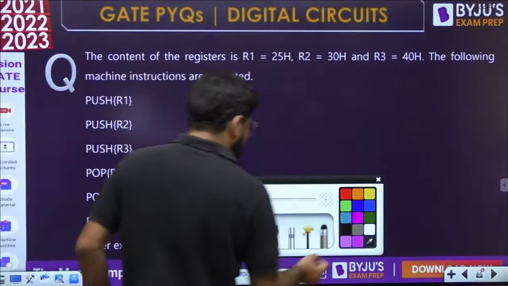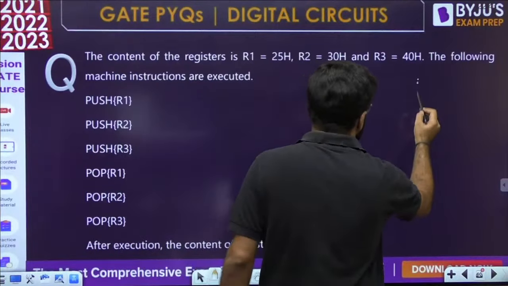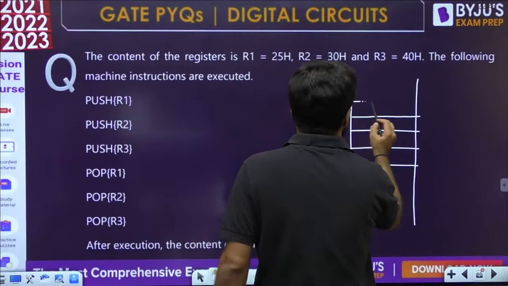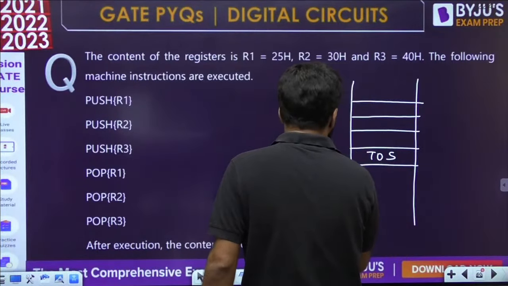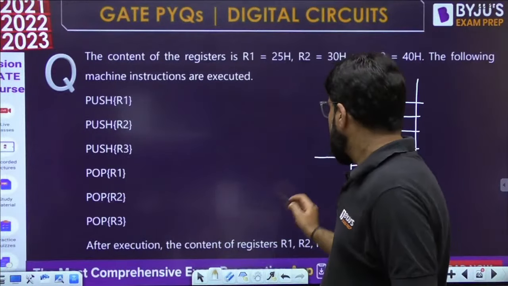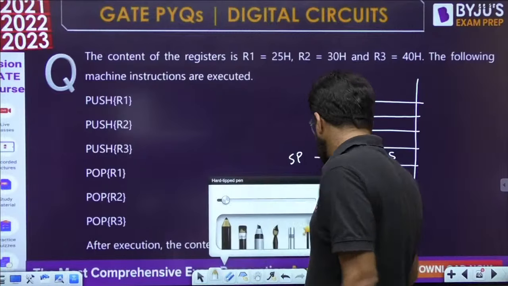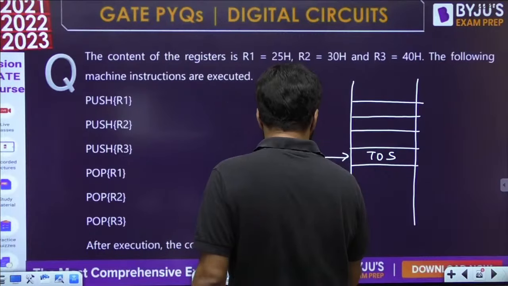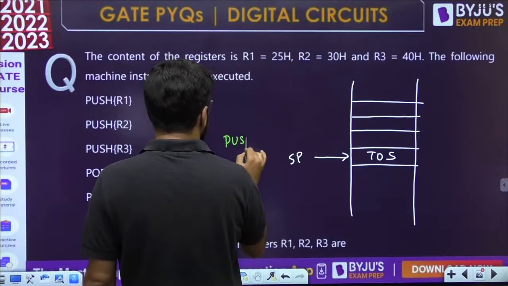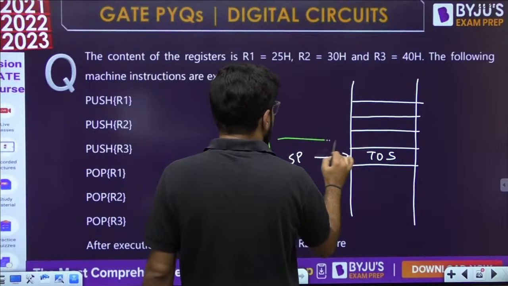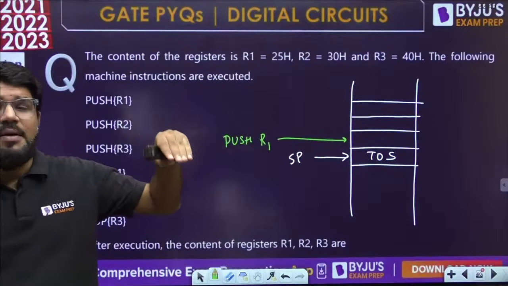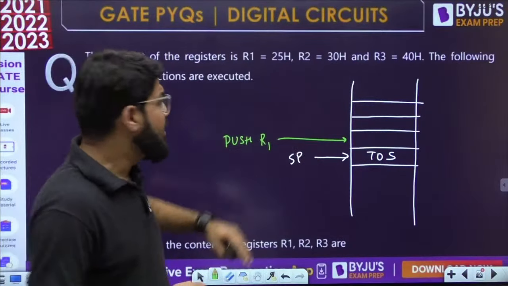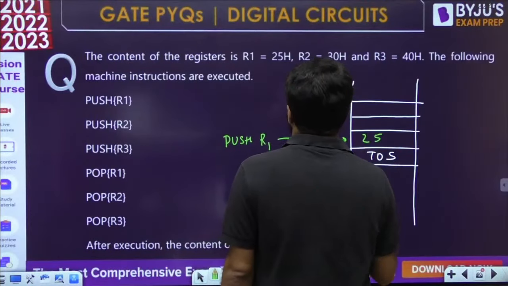So push R1. Let us say this is the memory structure, and this is the top of stack right now. This is the stack pointer pointing to the top of the stack. Whenever a push command is given, push R1, the contents of register R1 are pushed to the memory location above the top of stack. The stack pointer decrements and the value is stored there. So this is 25, from register R1.